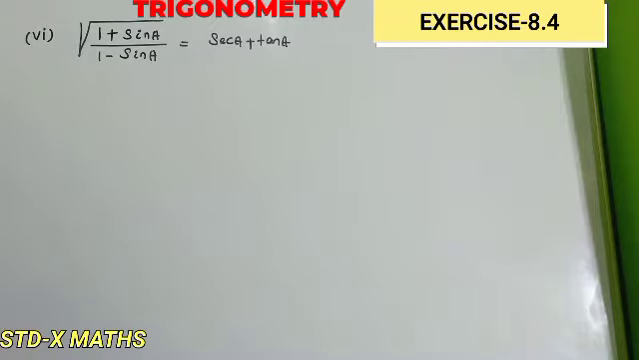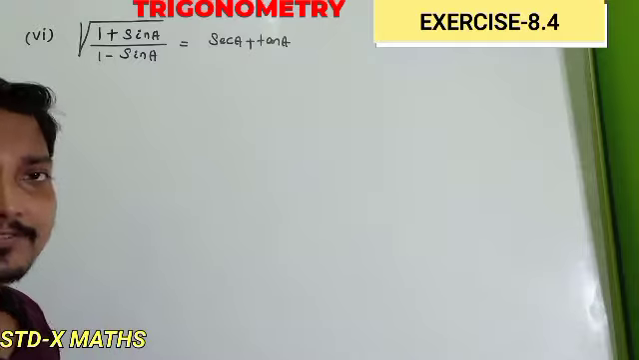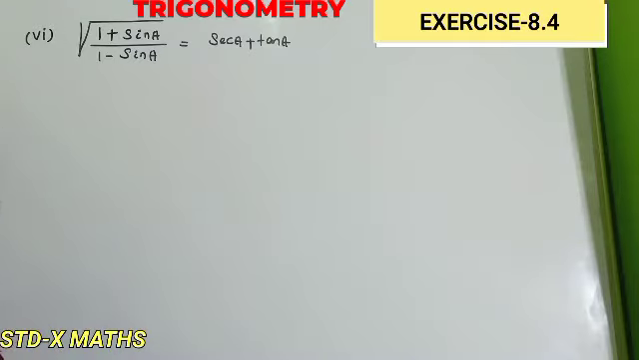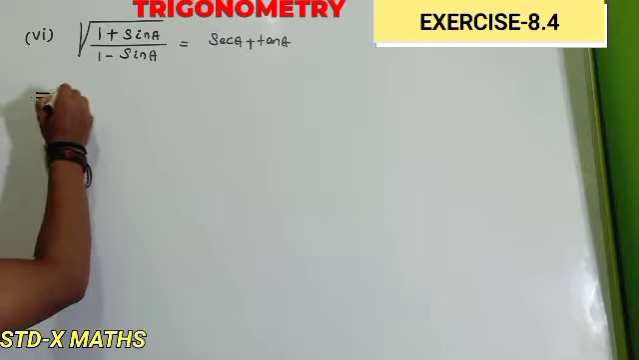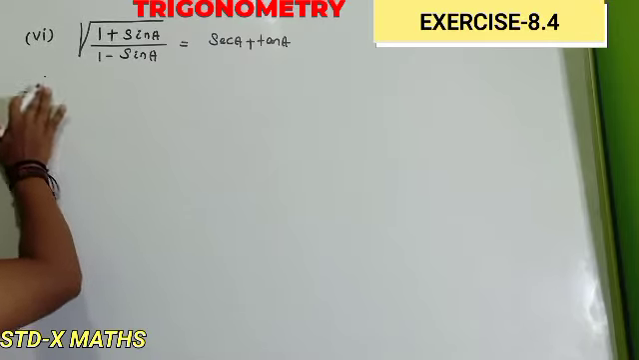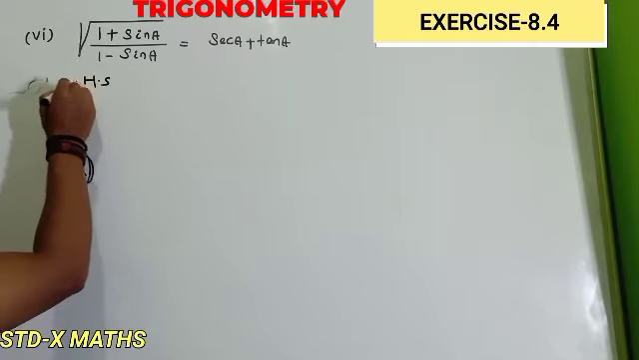Here, no identity is hidden in the left side of the expression. Also, it is already in the simplest form. So we have to proceed from our left hand side. Everyone see, we have to proceed from the left hand side.